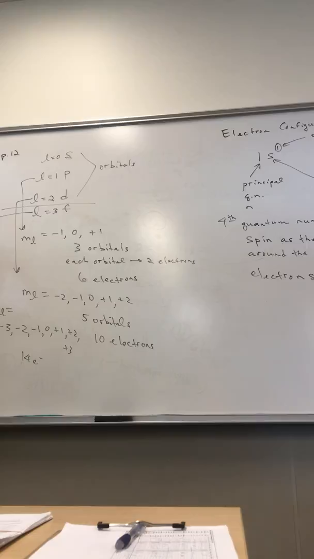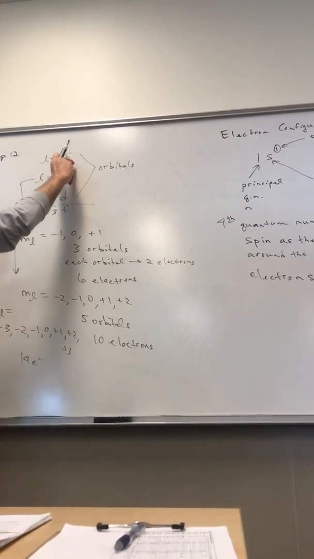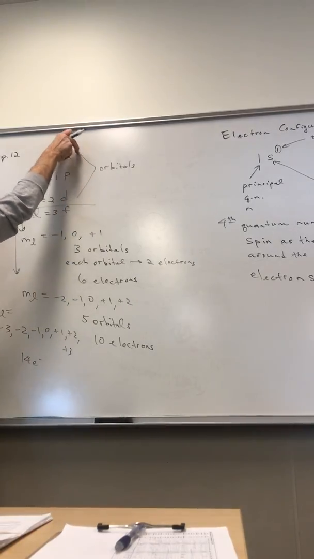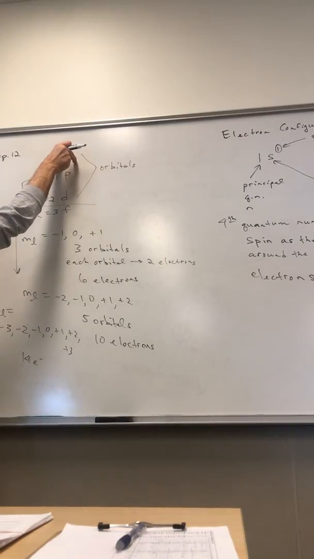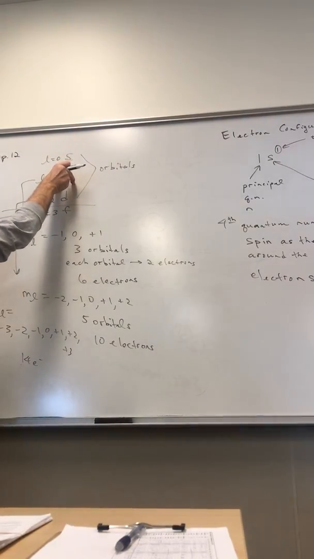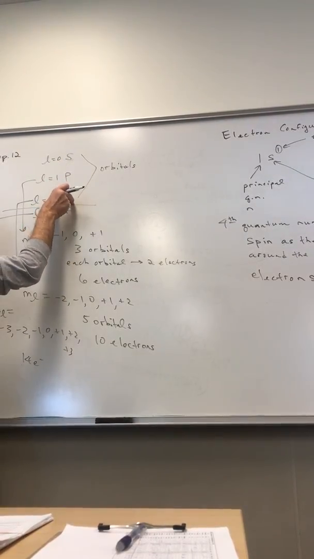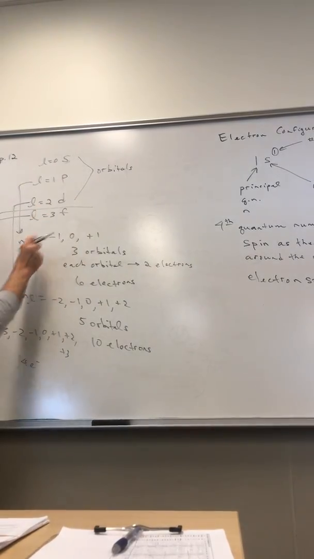So the key here is to remember that for every orbital that I have, or I should say every sublevel that I have, there are 2 electrons in each one of these spaces. Here I happen to have 3 spaces, so I have 2 electrons in each of those. 3 times 2 is 6. Here I have 5 spaces. 5 times 2 is 10, and so on.